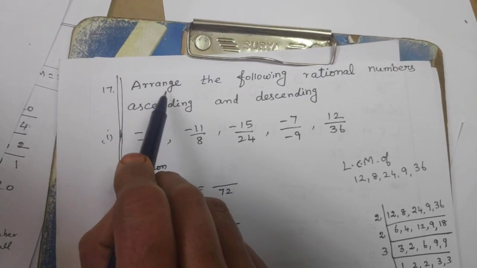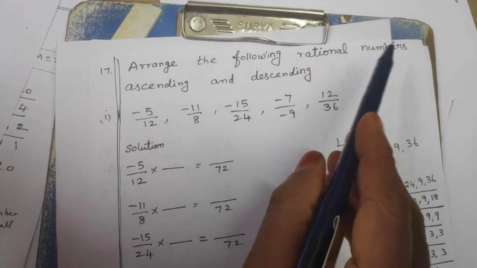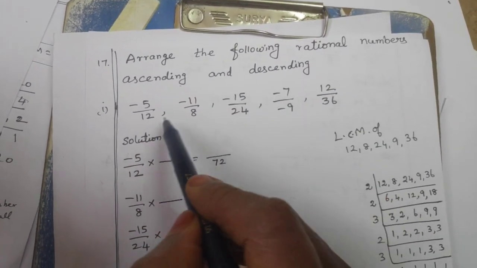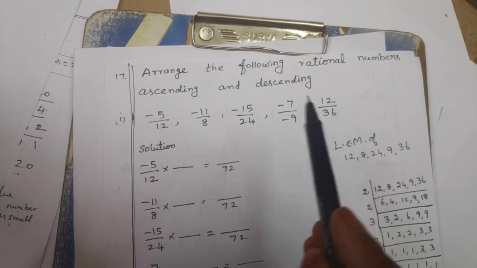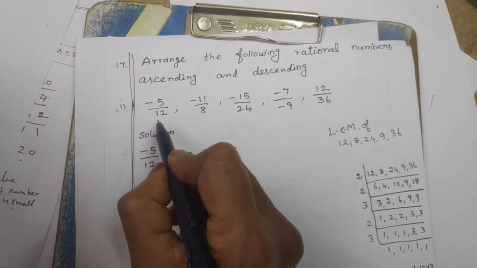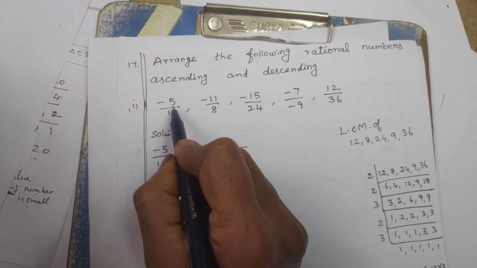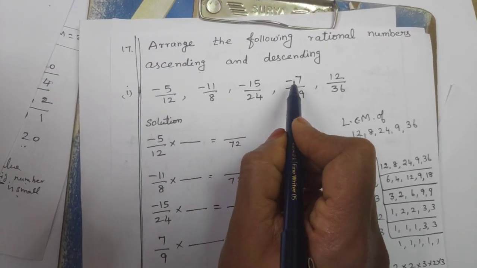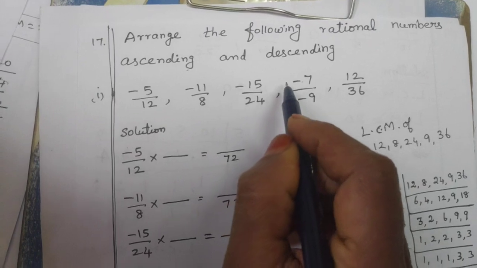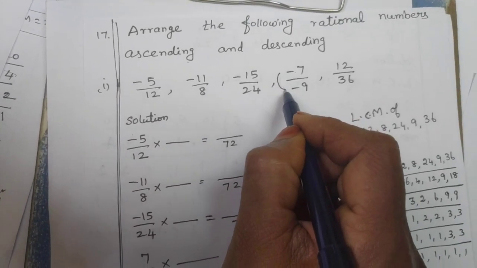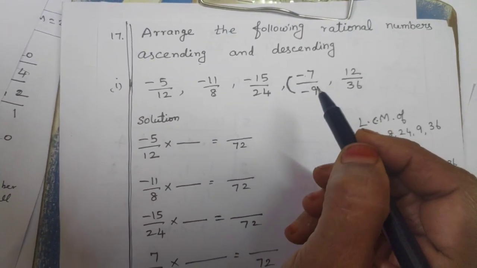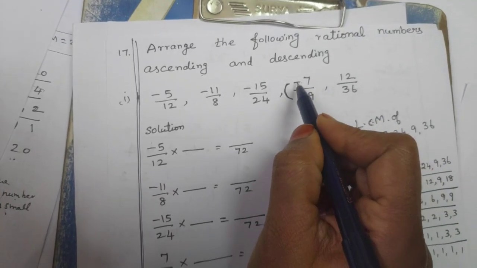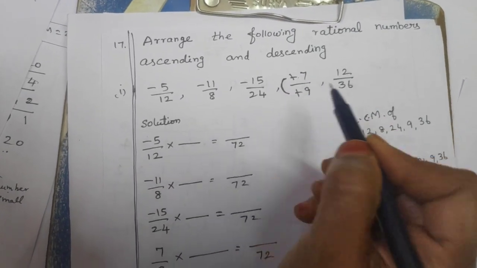17th question. Arrange the following rational numbers in ascending and descending order. This is the question. See the numerators and denominators: minus 5 by 12, minus 11 by 8, minus 15 by 24, minus 7 by minus 9. Only this number changes. Minus into minus is what? Plus. So minus into minus is plus, here also put the plus symbol.